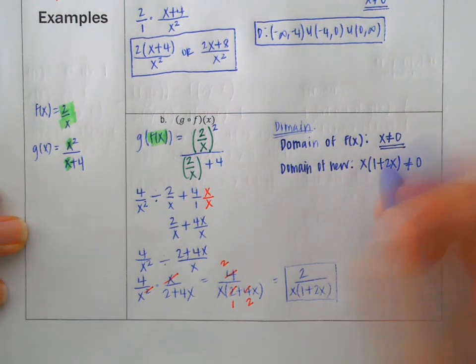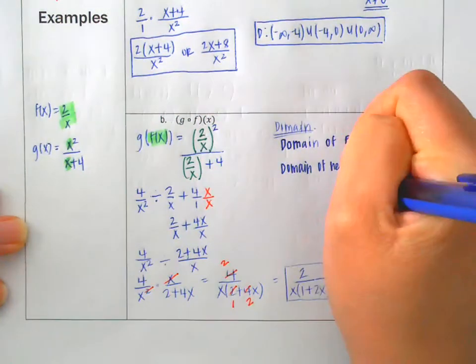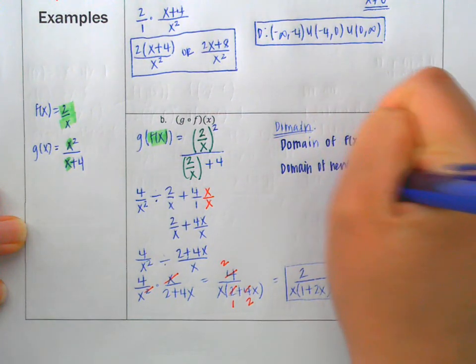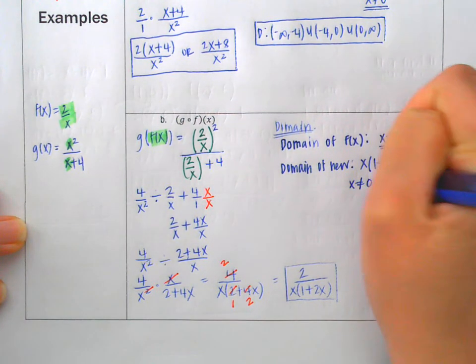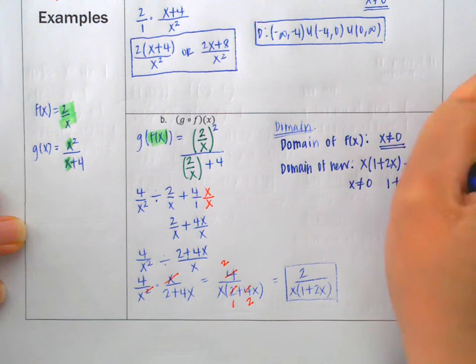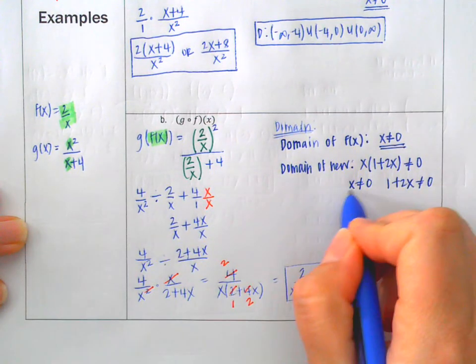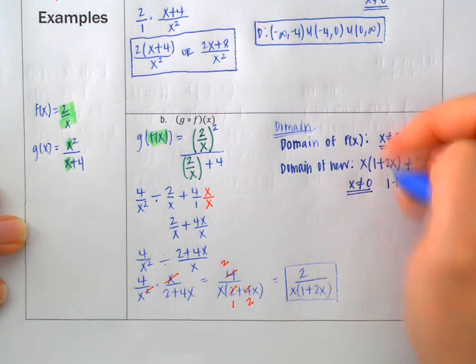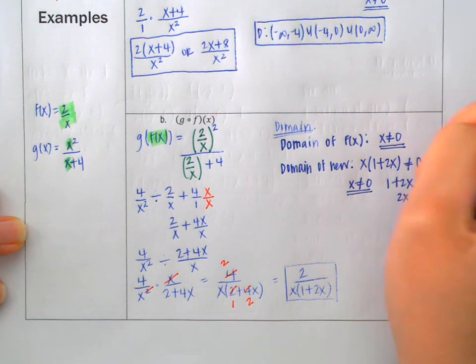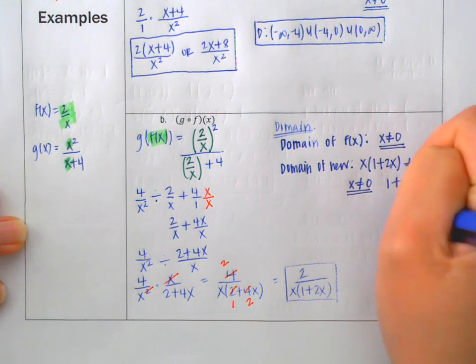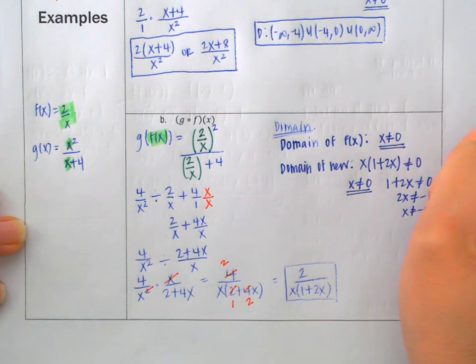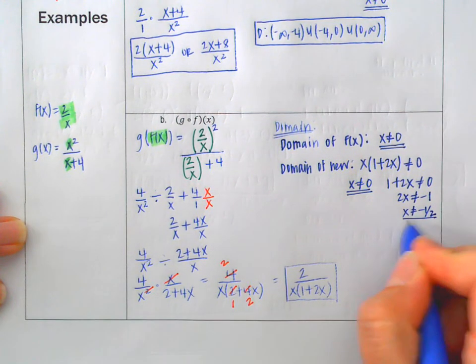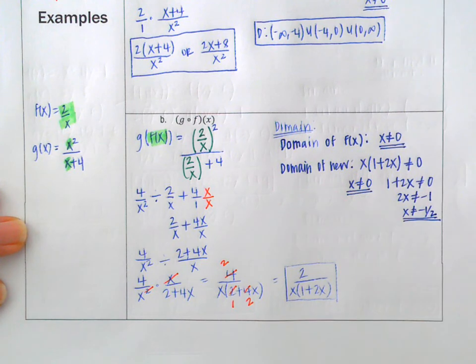Okay, so we'd set both of those factors can't be equal to 0. 1 plus 2x can't be equal to 0. This one's already solved for, and it's the same as up here. And then this one we'd solve. So 2x can't be equal to -1. x can't be equal to -1/2. So we have 3 excluded values. Really, we have 2 because 2 of those are the same.